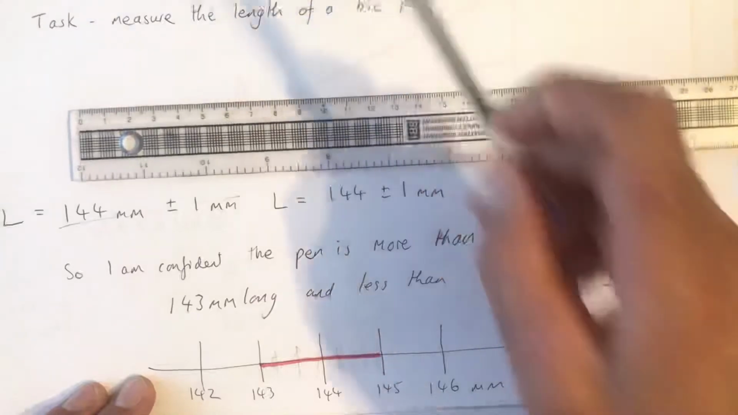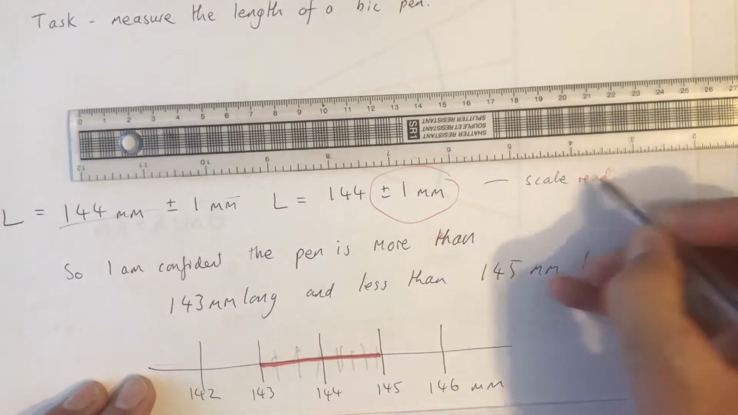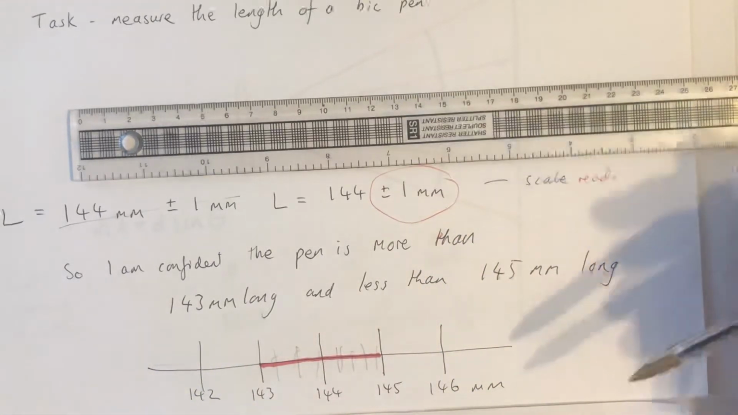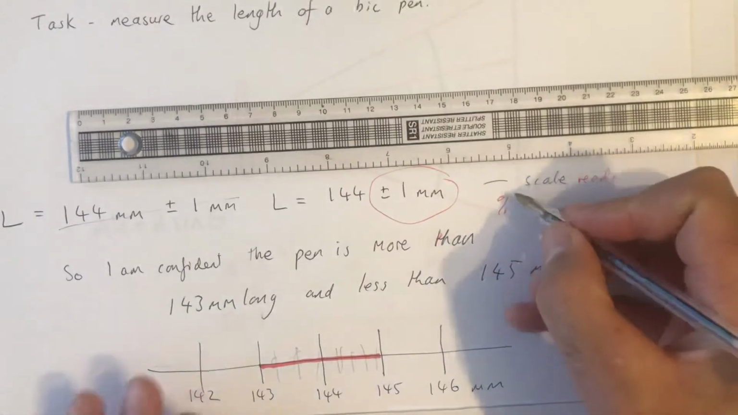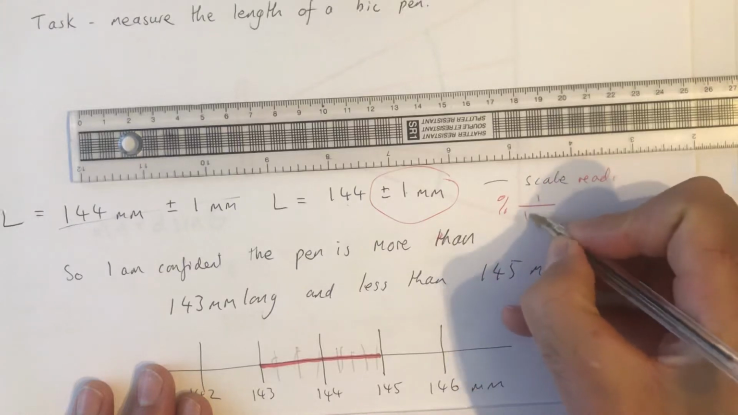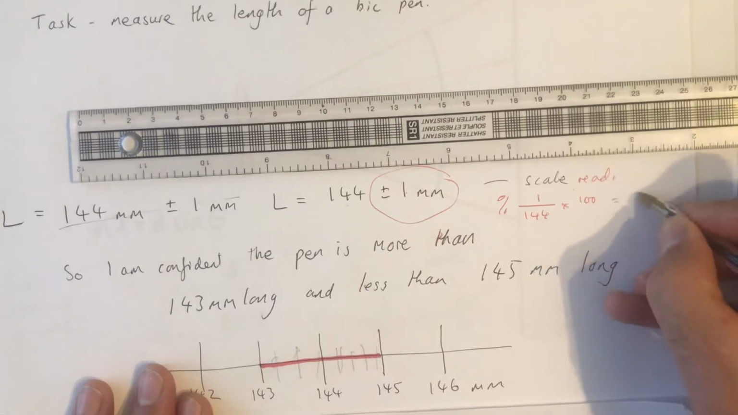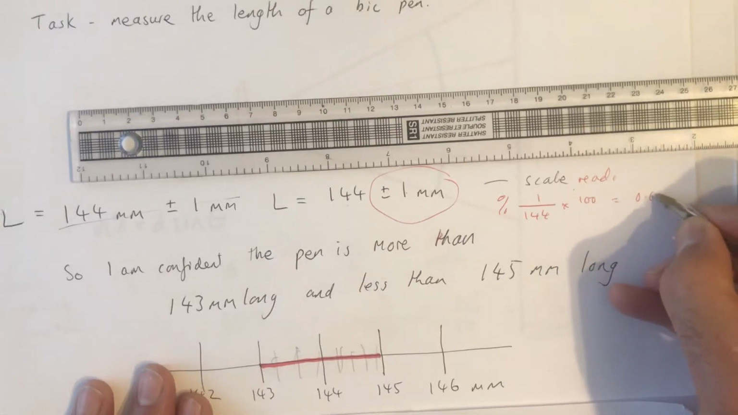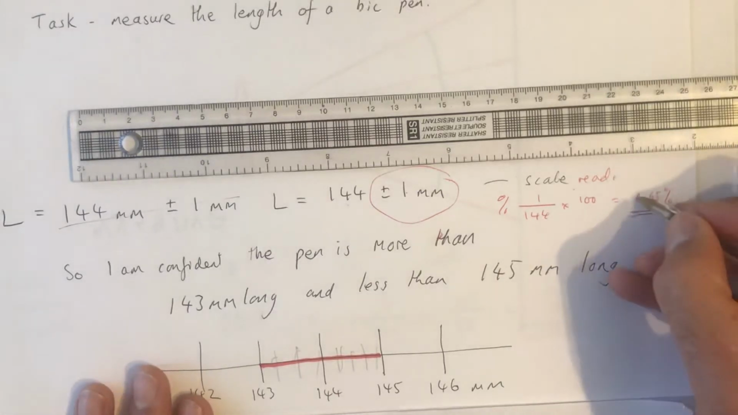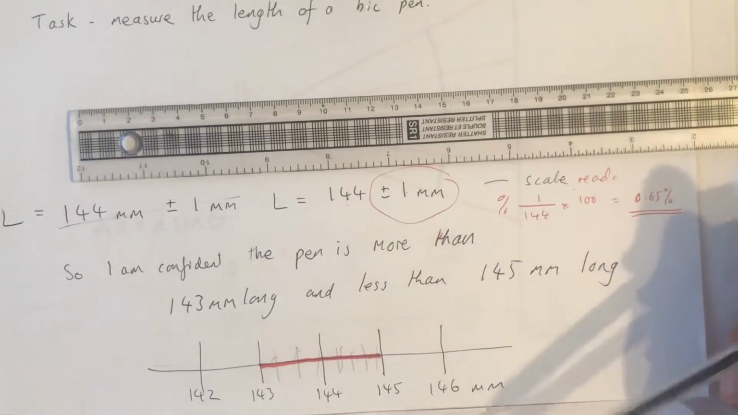And this uncertainty that we've got here is the scale reading uncertainty. And this is an absolute value. I'm not giving you a percentage. Now, clearly, if you wanted a percentage uncertainty here, you would just calculate that as a fraction of that and times by 100. So you do 1 over 144 times by 100, and you probably get something like 0.65% or something like that. 0.60. So it's less than 1%. So that's my scale reading uncertainty in this case.